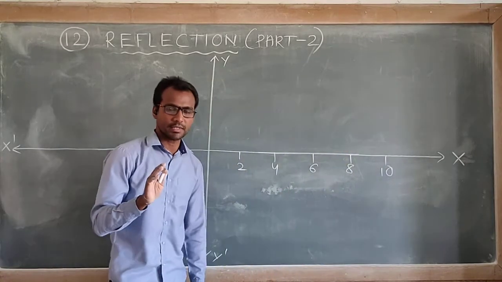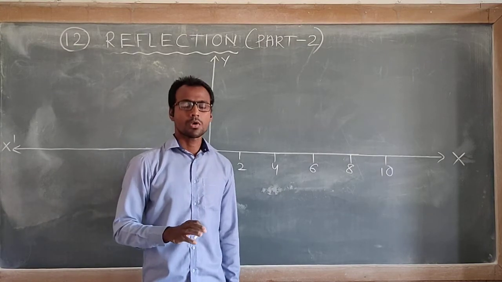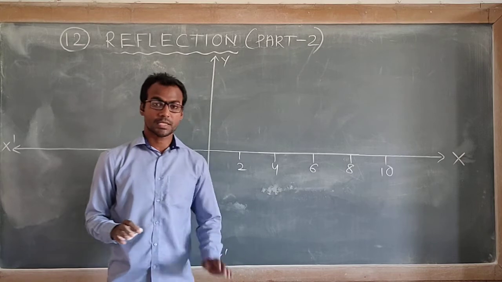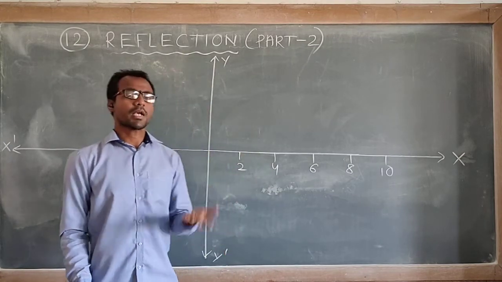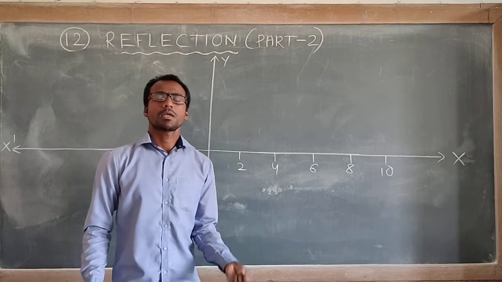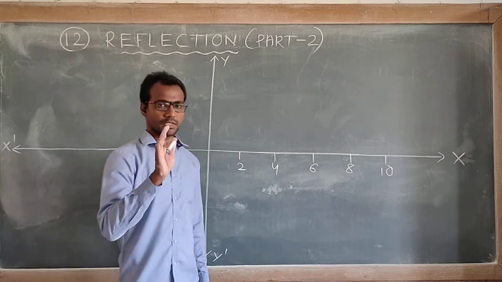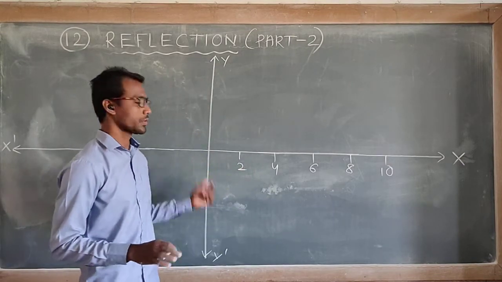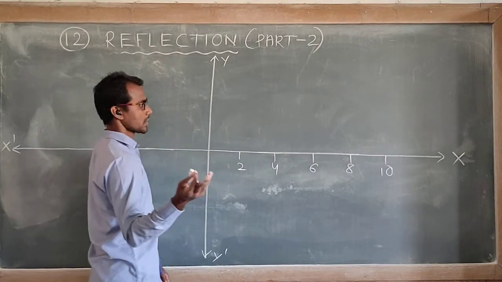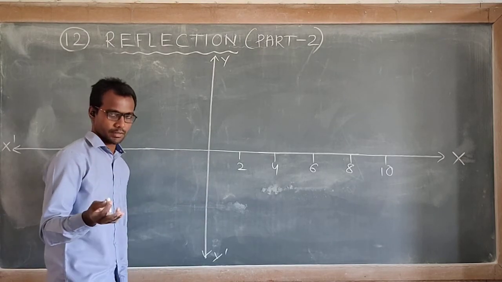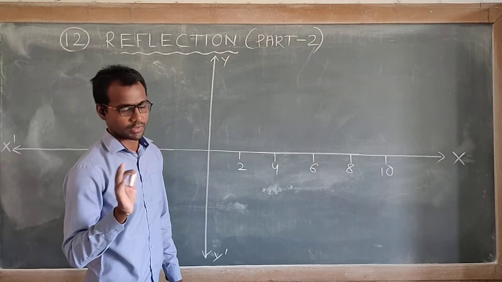If scale is not mentioned in the question paper, take 2 cm equal 2 units or 1 cm equal 1 unit. But if scale is mentioned, then you have to follow that. If it is asked 2 cm equal 2 units, then you have to take according to that. If it is asked 2 cm equal 1 unit, then you have to take according to that. But if scale is not mentioned, then take 2 cm 2 units or 1 cm 1 unit. I am taking 2 cm 2 units because the graph paper that you will get will be 2 cm by 2 cm graph paper, not 1 cm by 1 cm.